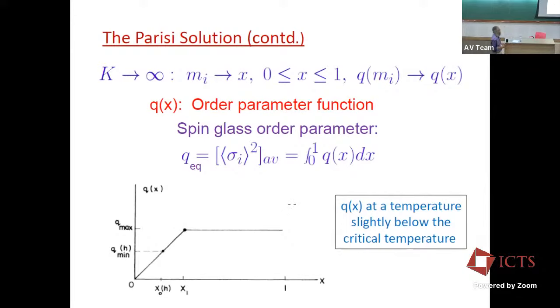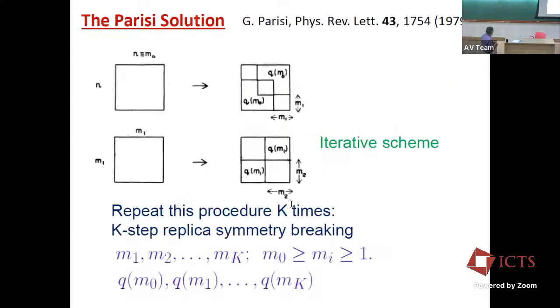Sir, how did you get one integral from 0 to 1 from these two summations? So you have to do, basically, the actual way in which sigma alpha, sigma beta is represented in terms of this Q of X.